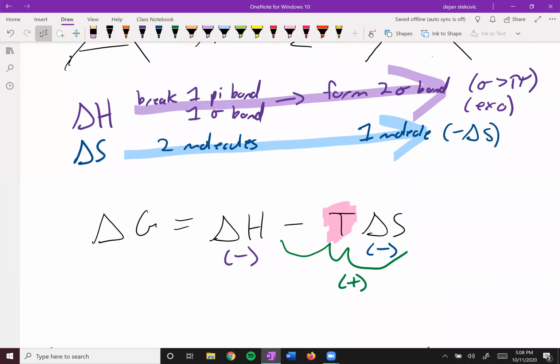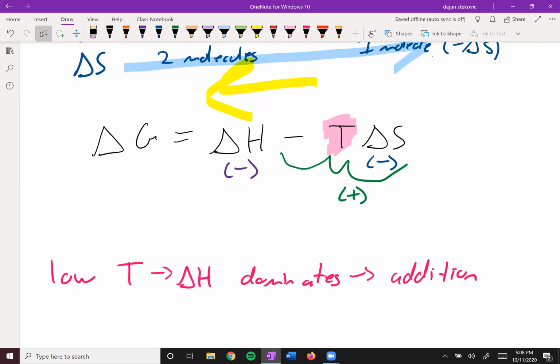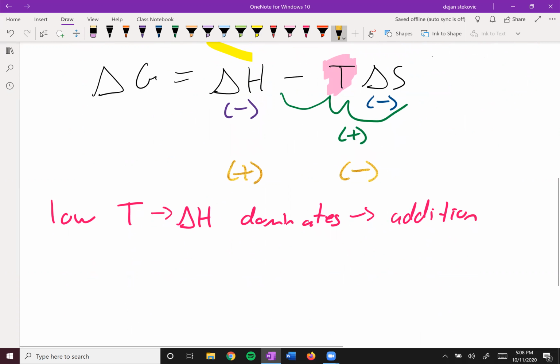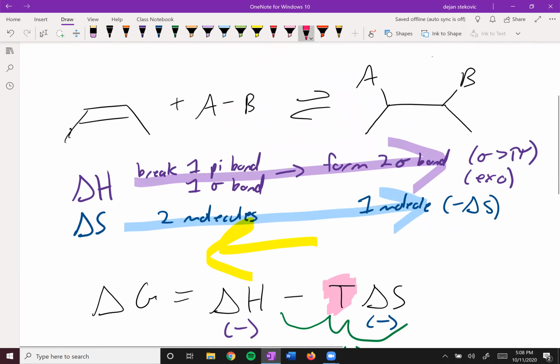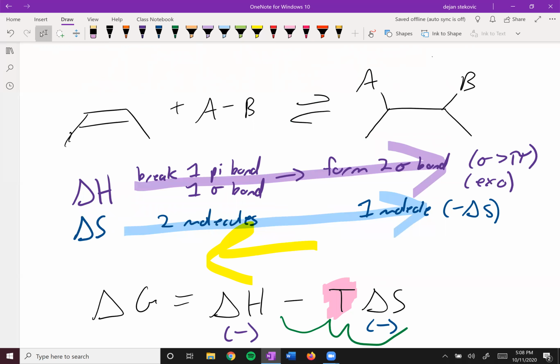And then we can have the exact opposite if we go from the right side to the left side. Both of our signs of delta H and delta S are going to flip. This part will be positive, this part will be negative. And so when we have a high temperature, our delta S is going to dominate. And if we take a look at which side is entropically favored, it's going to be the elimination side.